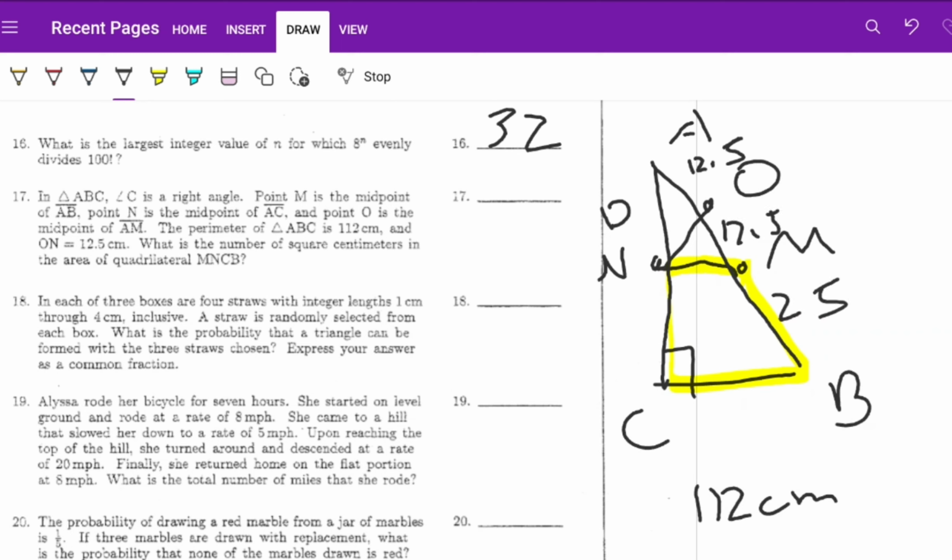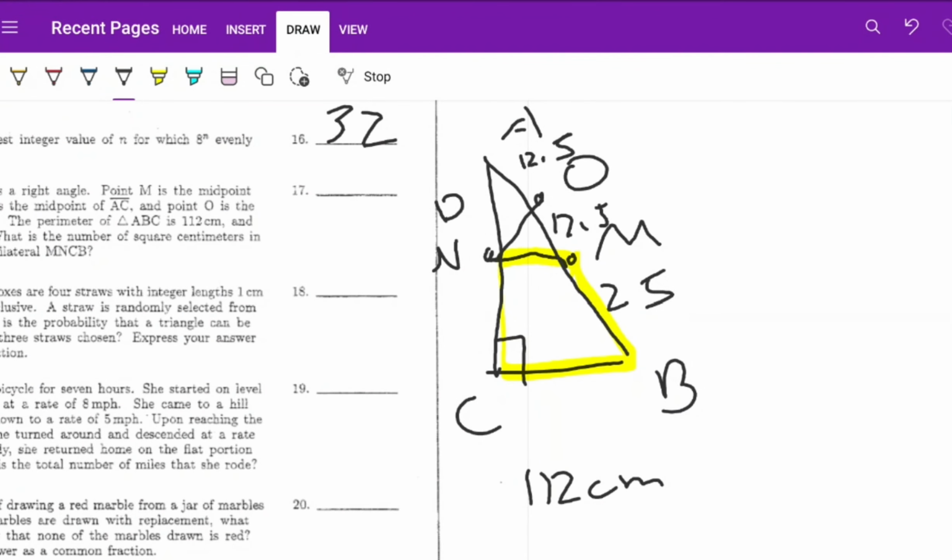And then since M is the midpoint of AB, and we know AM is 25, then that means MB should also be 25, which means the hypotenuse should be 50. And there's two ways to solve for the other two lengths. The first way is just to find out that since the perimeter is 112, then the other two sides should add up to 62, and we can set an equation x squared plus (62 minus x) squared equals 50 squared and solve it, but that's going to take some time.